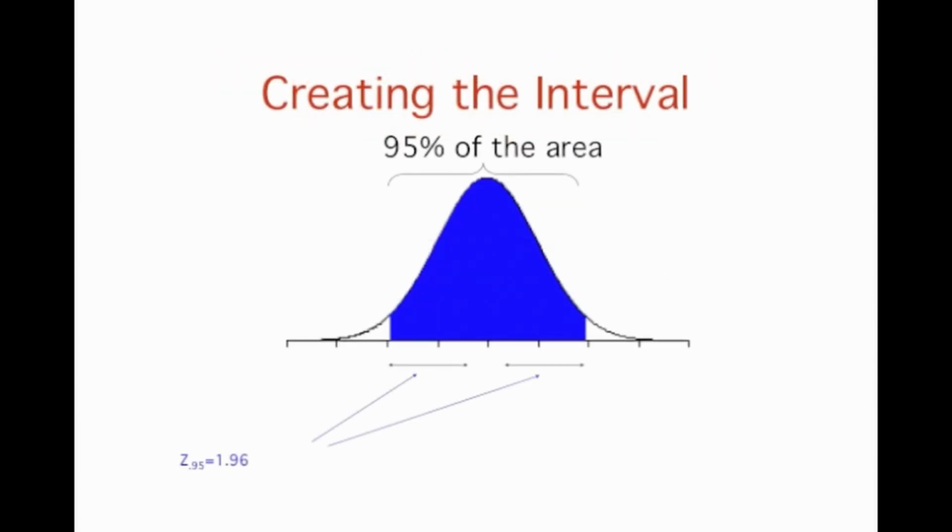The next step is to calculate z for a 95% confidence interval. The value is the number of standard deviations from the mean needed to contain 95% of the area of a normal distribution. We can use the normal distribution calculator to find that the value is 1.96.